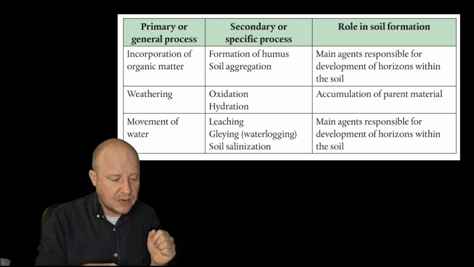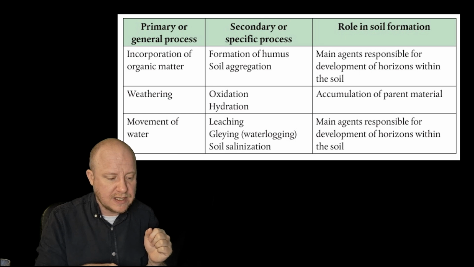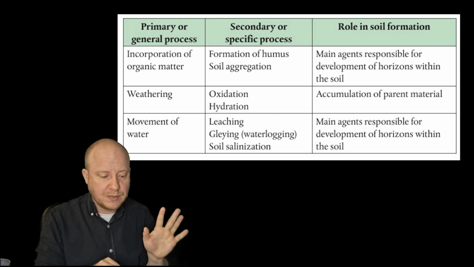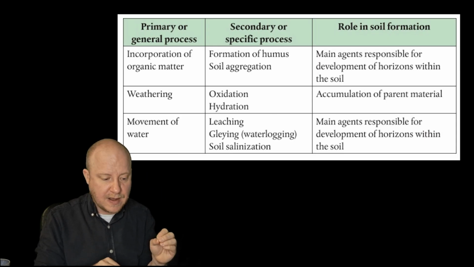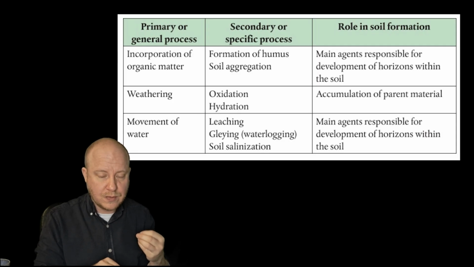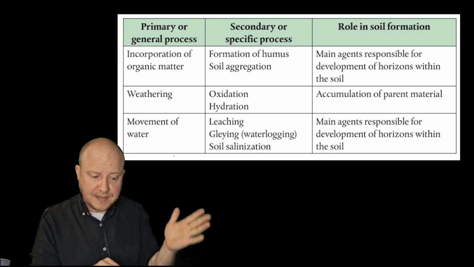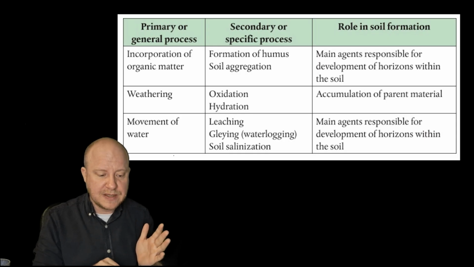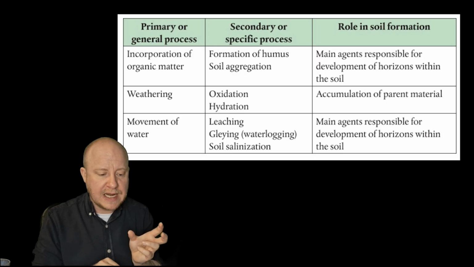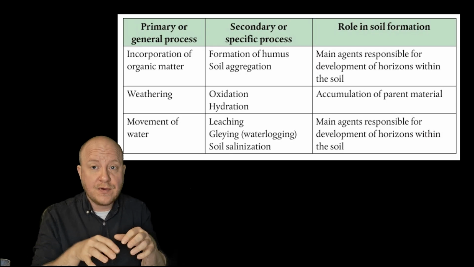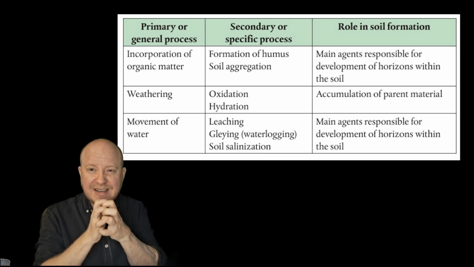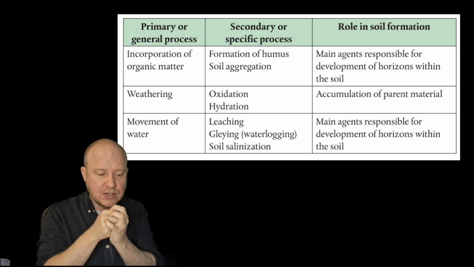So here you can see this table, soil processes divided into general and specific types and the resulting soil effects. So you have primary or general processes: the incorporation of organic matter, the weathering, and the movement of water. Those three primary processes or general processes. Then you have related secondary or specific processes. So incorporation of organic matter, more specifically, is the formation of humus and soil aggregation. Aggregation is sticking together, getting the soil to stick together.